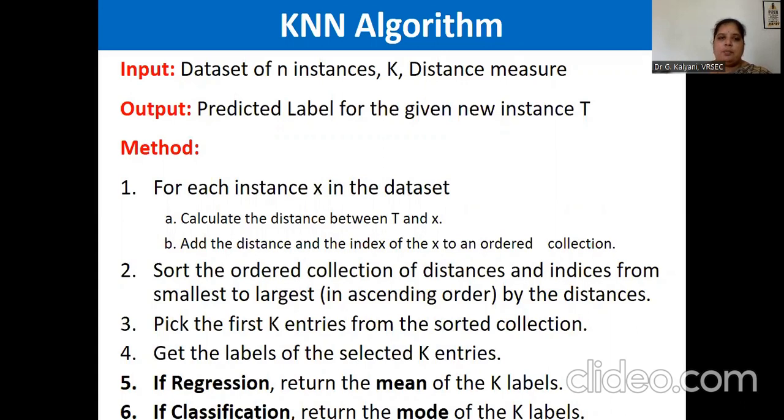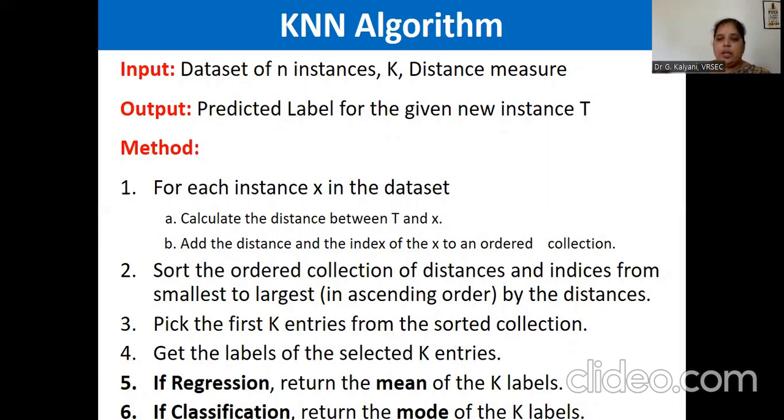Then the procedure we applied in that example is, for each instance x in the given data set, we calculate the distance between x and the test instance t. Then we store all those distances along with the instance number in the training data set. That's why the second step is to add the distance and the index of x to the ordered collection. Once all the distance calculations are evaluated, the next step is to sort these distances in ascending order.